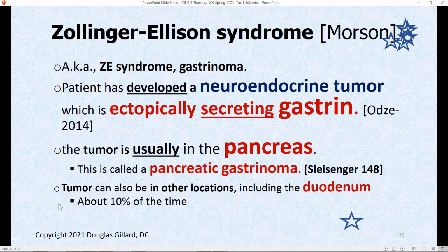It doesn't always have to be in the pancreas. It can be in other regions as well. But yeah, these patients ectopically secrete gastrin. We've seen that word before. That means you're secreting gastrin in a place other than the parietal region or the pyloric region of the stomach.